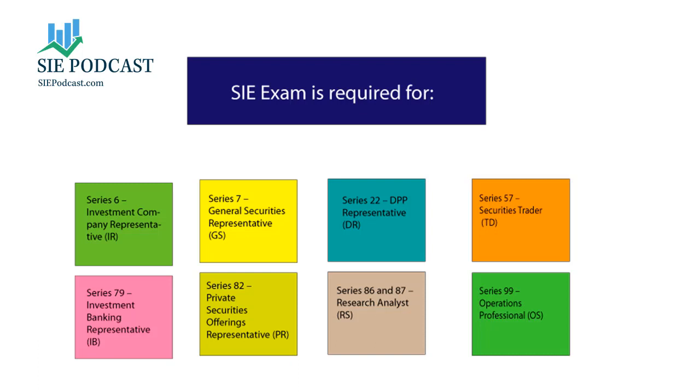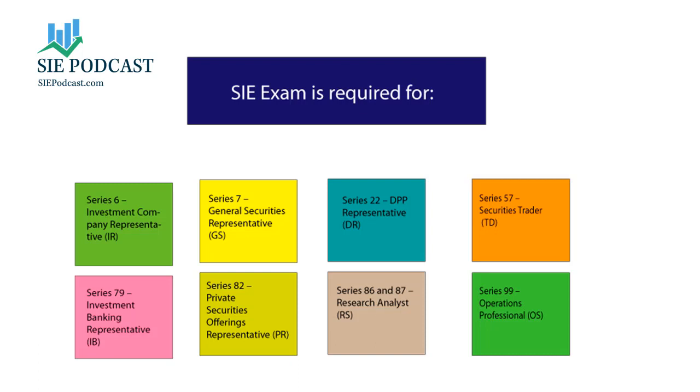The next exam where the SIE is required is the Series 22, and this is the DPP representative exam. The DPP stands for Direct Participation Programs. In other words, limited partnerships would be a direct participation program. That's just an example. The Series 57 also requires the SIE exam, and that's the Securities Trader examination. And the Series 79, which is the Investment Banking Representative examination. And then the Series 82, which is the Private Securities Offering Representative examination.